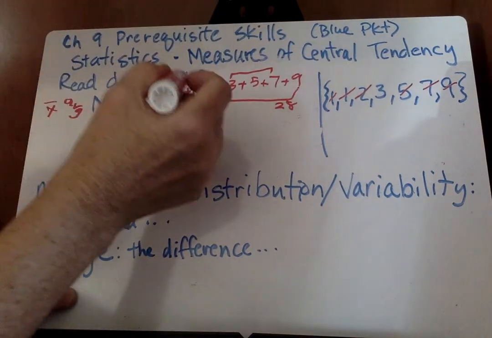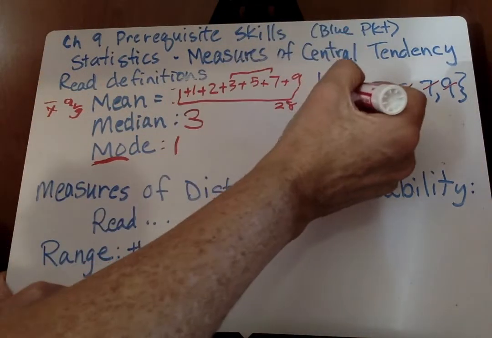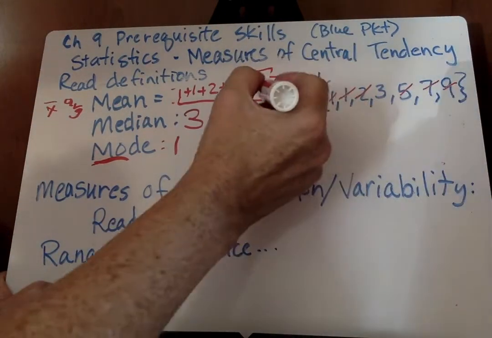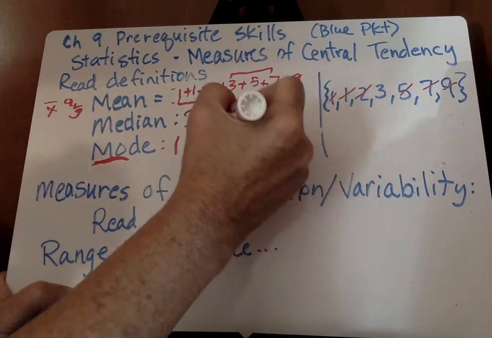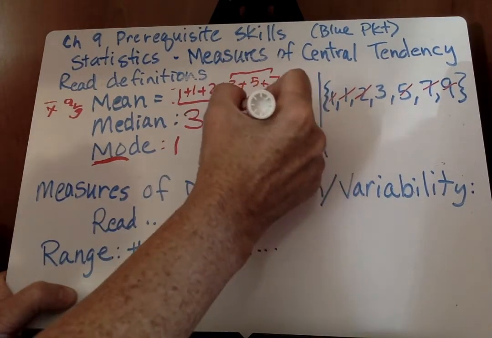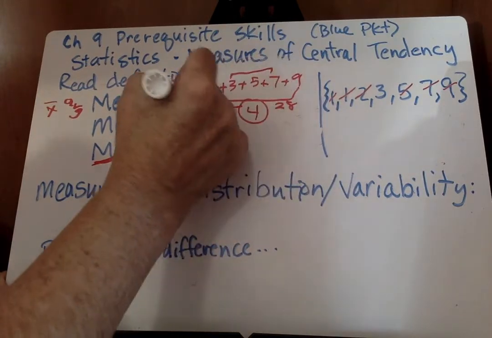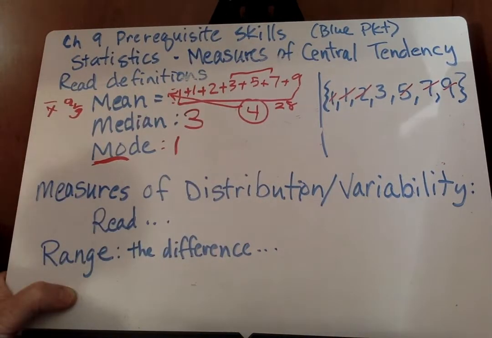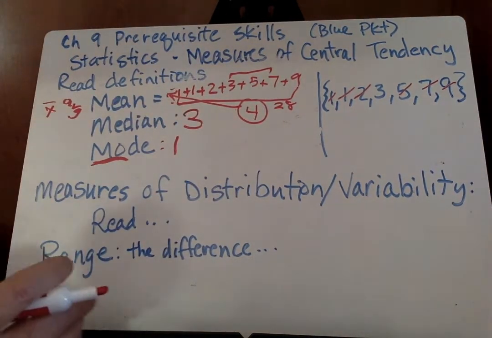Okay. Then we divide by how many numbers there are. 1, 2, 3, 4, 5, 6, 7. So if we divide that by 7, our mean will be 4. Right there. Okay. And the last one we want to do is find the range.